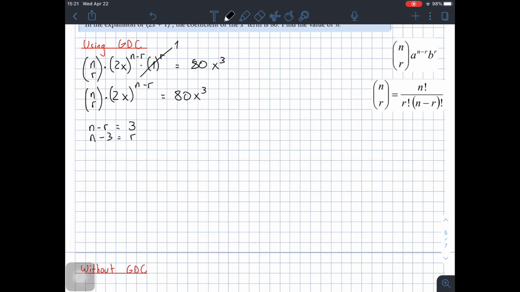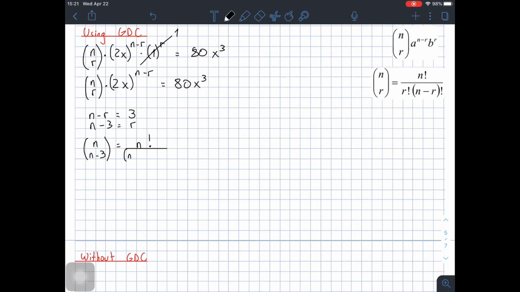So I'm going to be using the second formula, and I'll say that n minus 3 equals n factorial divided by r, which is n minus 3 factorial, times n minus r, which is 3. So this is times 3 factorial. You see that n minus r, this one, is what we have here. N minus r is 3.